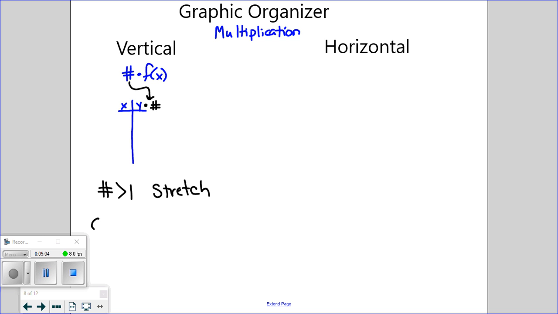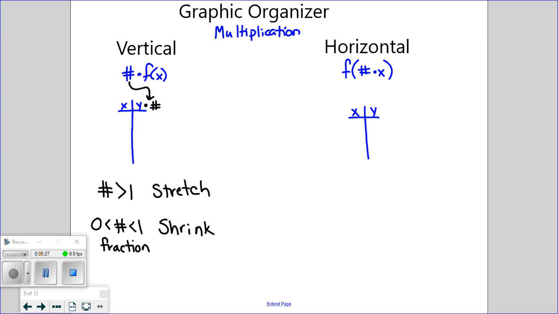If that number that I just multiplied by is a fraction, so something between 0 and 1, it will shrink my function. If I move that number to the inside of my function, directly on the x inside of our function, it's going to horizontally impact our function, opposite of what we think it should. Anything inside our function impacts our x column.